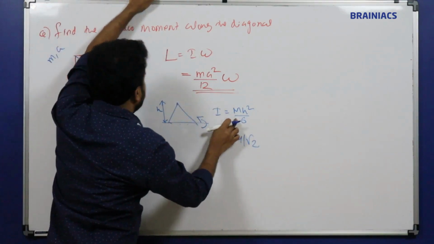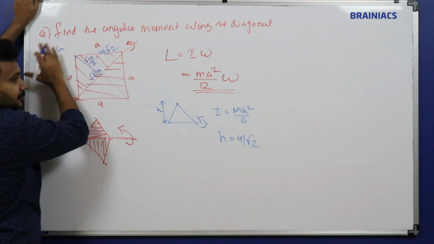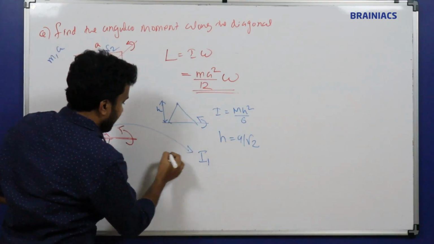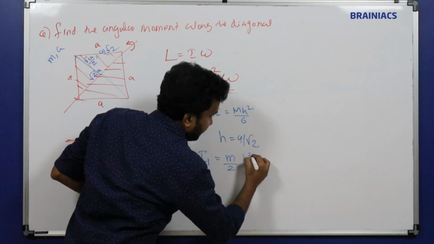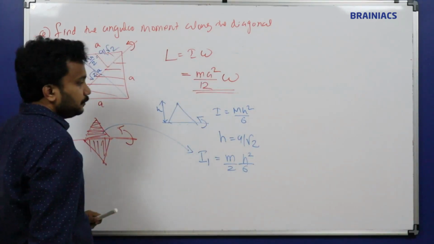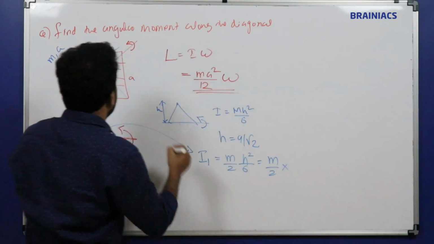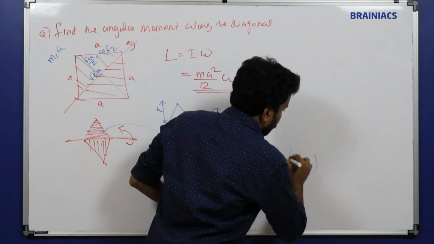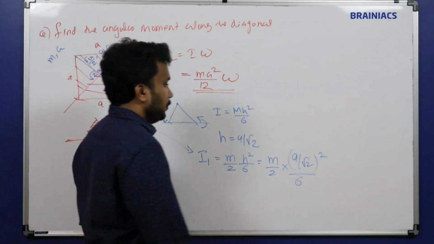Now what about the mass? Its full mass is m. So for one portion, half is taken, m by 2. So for example, this is I1, and I1 will be equal to m by 2 into h square by 6. What is h square? M by 2 into h square, which is a by root 2 whole square, by 6. So how much will come?